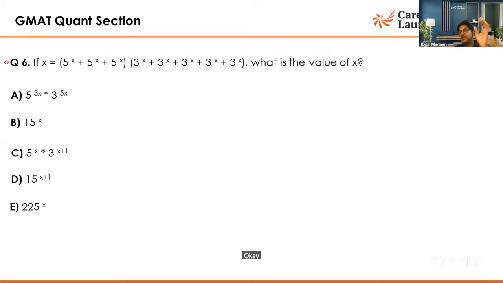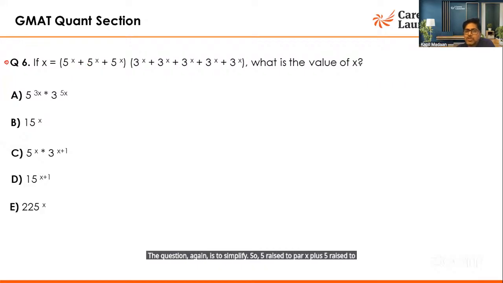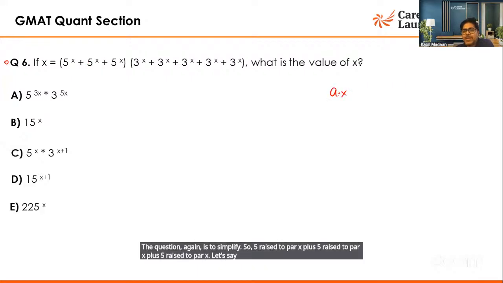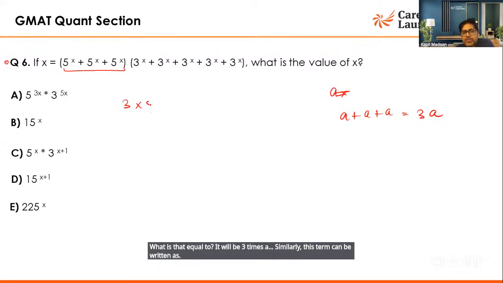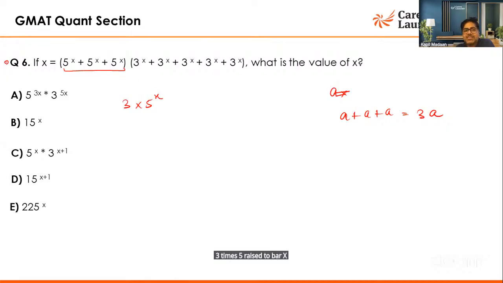Okay, let's try this one. Here, the question again is to simplify 5 raised to power x plus 5 raised to power x plus 5 raised to power x. Let's say if we have a plus a plus a, what is that equal to? It will be 3 times a. Similarly, this term can be written as 3 times 5 raised to power x, where a is 5 raised to power x. That's the simplified form.